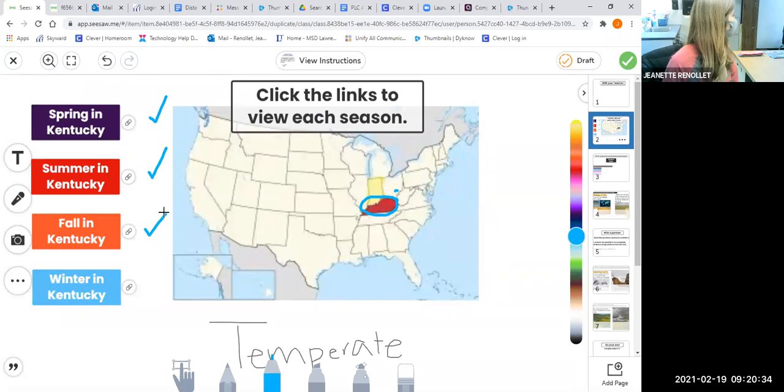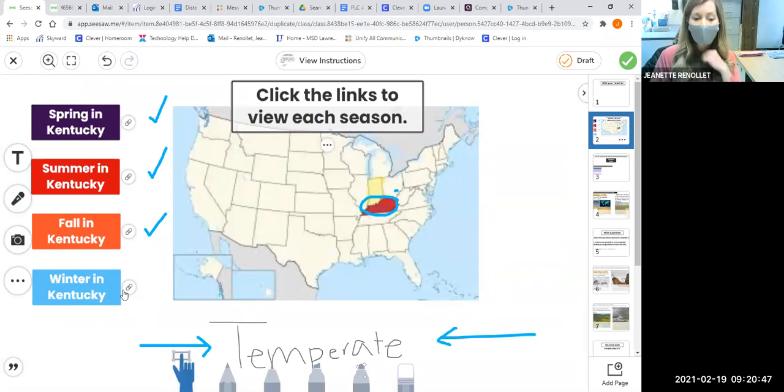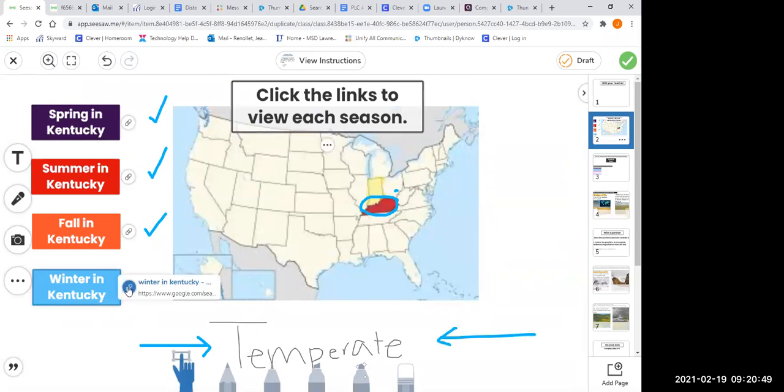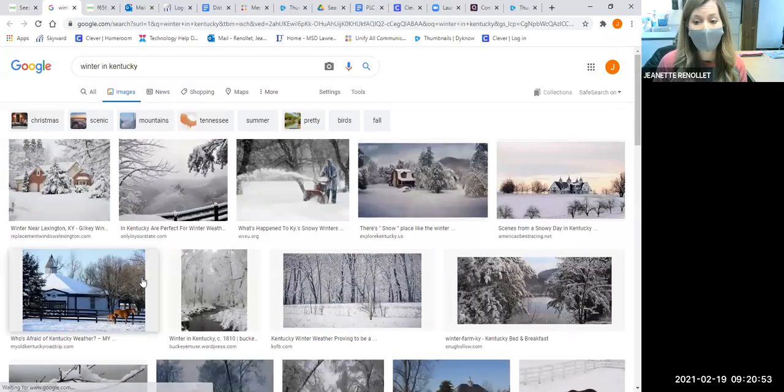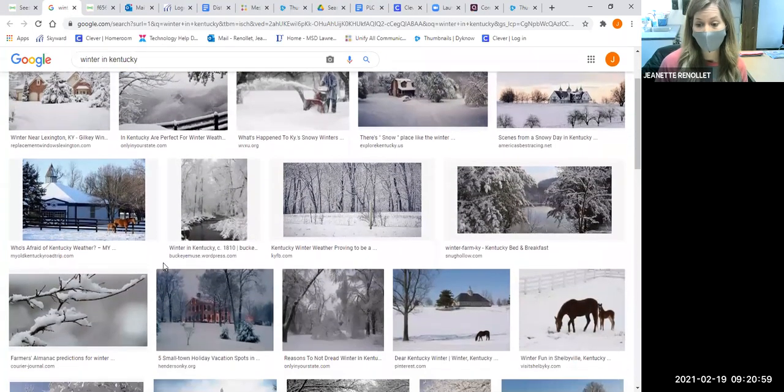Plug in your headphones, please. Our last season is winter. We know in a temperate climate, we have 4 seasons. Let's click on the blue link to see what winter looks like in a temperate place. Yep, this seems about right. We know we have snow right now in our region.